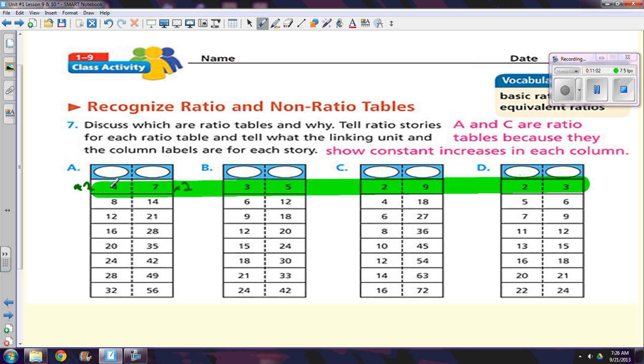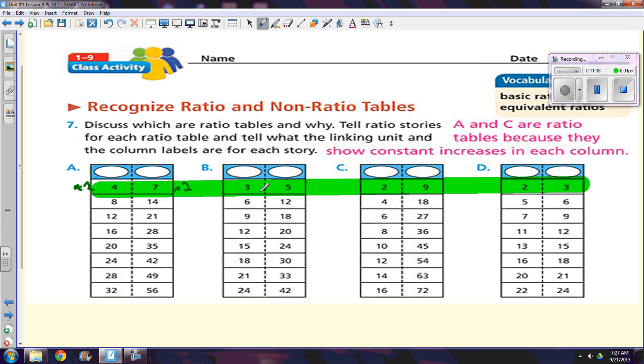Okay, so 4 times 2 is 8. 4 times 3 is 12, or 4 plus 4 plus 4. 7 times 2 is 14, or 7 plus 7 is 14. 7 times 3 then would be 21, or 7 plus 7 plus 7. So this rate right here shows a constant increase. So that it says right here, A and C are ratio tables because they show constant increases in each column.